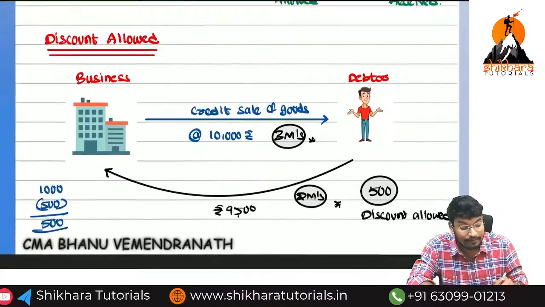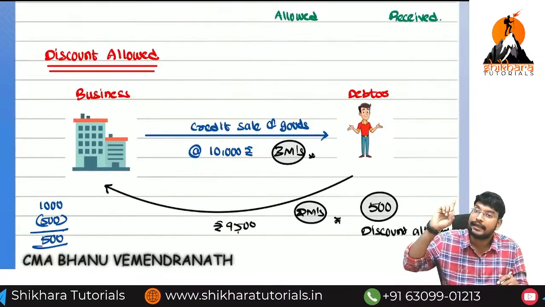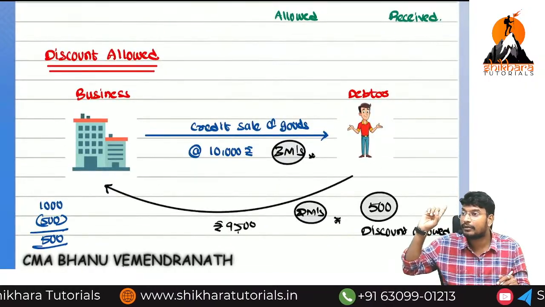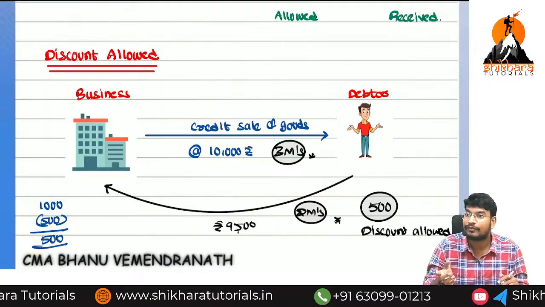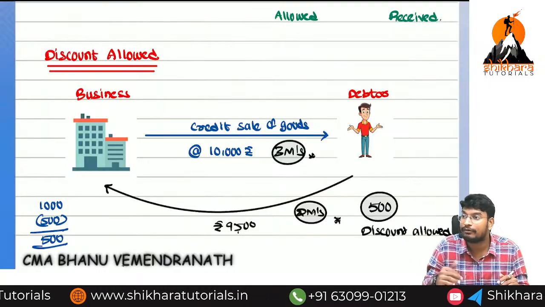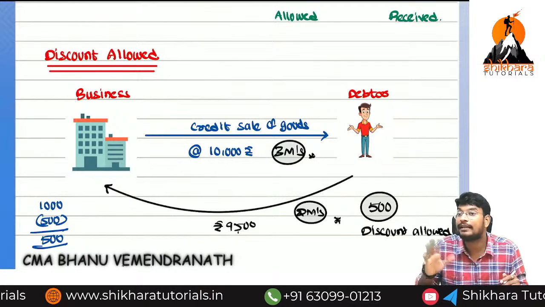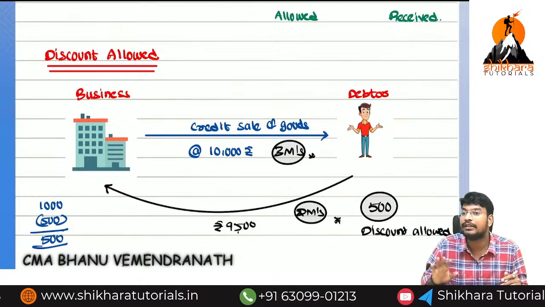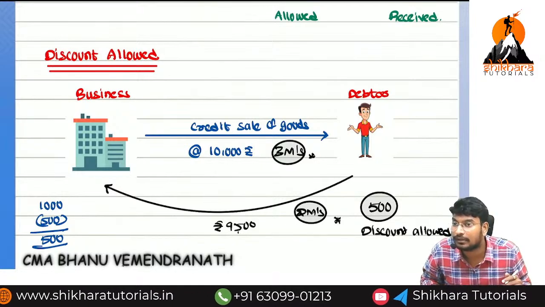What is the meaning of cash discount? At the time of sale or purchase, we record one amount. After that, while collecting from the debtor and while paying to the creditor, we pay another amount. Now we need to record the discount allowed and the discount received.